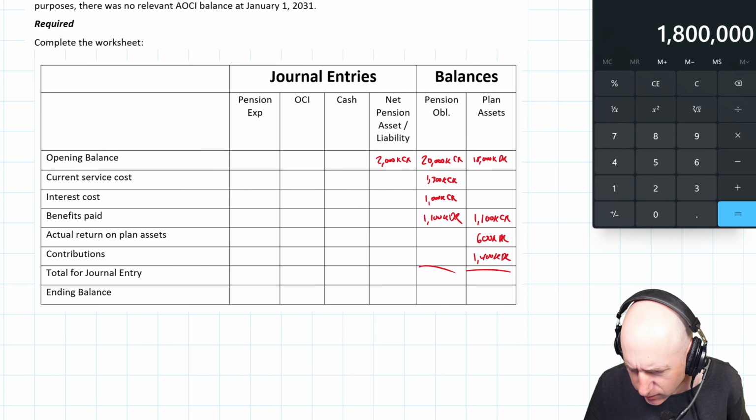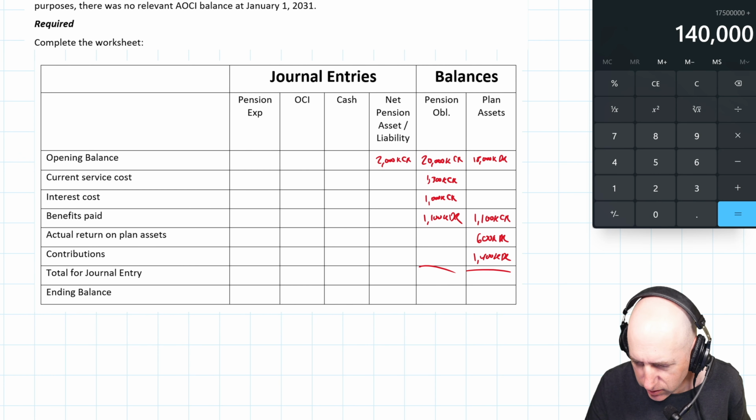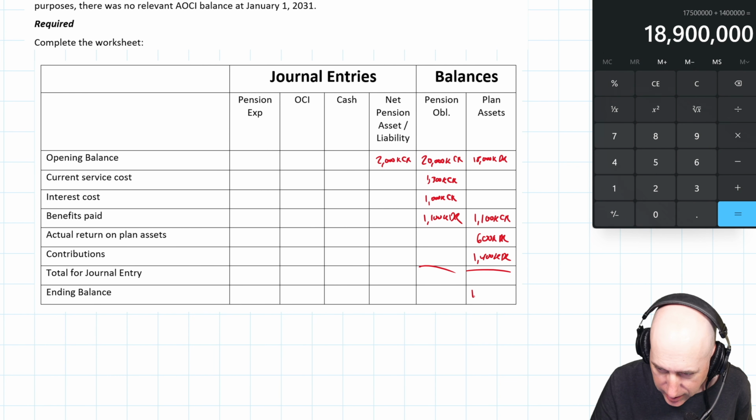We'll do the assets first. 18 million minus 1.1 million plus 600,000 plus 1.4 million. And we land at 18.9 million debit.